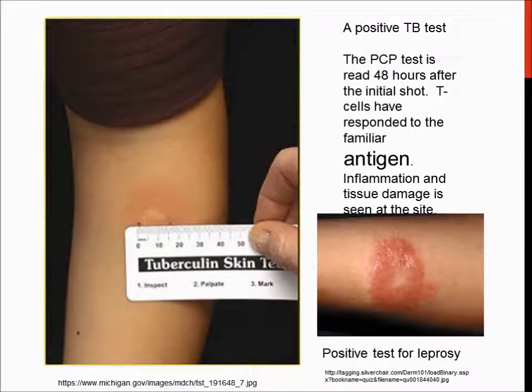Briefly, I'd like to show you the reactions that you receive when you are injected with a positive result from either the tuberculin antigen or the lepromin, which is the antigen for leprosy. We're familiar with the TB one, but you're probably not too familiar with the positive test for leprosy, which is on the lower right-hand corner.